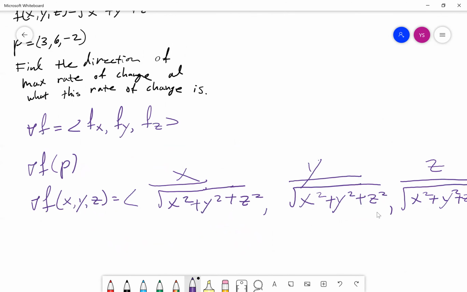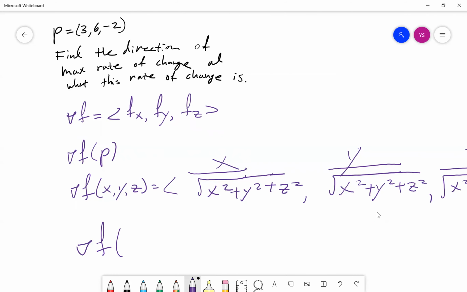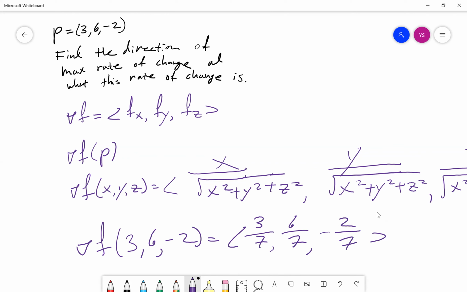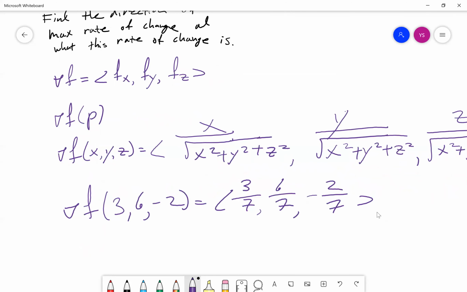So now the gradient vector of f at the point (3, 6, -2) is going to be, and I'm not going to calculate this whole thing out, but (3/7, 6/7, -2/7). So this is going to be the direction of greatest increase.